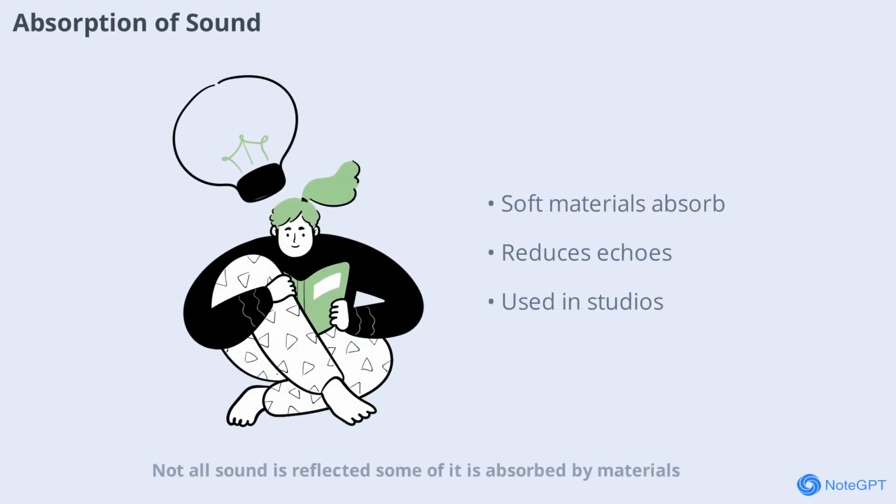Not all sound is reflected. Some of it is absorbed by materials. Soft materials like curtains, carpets, and foam absorb sound waves, reducing echoes and reverberation. This is why recording studios and theaters use special materials to control sound. The absorption of sound is crucial for creating comfortable and functional spaces, whether it's a classroom or a concert hall.